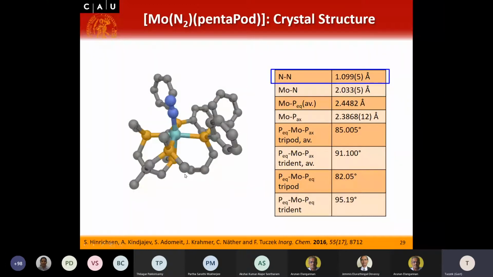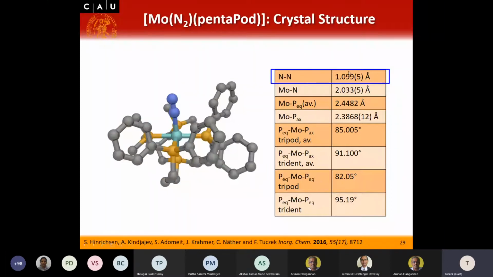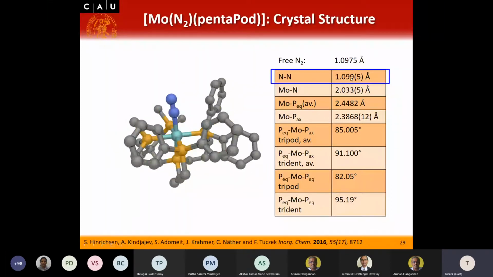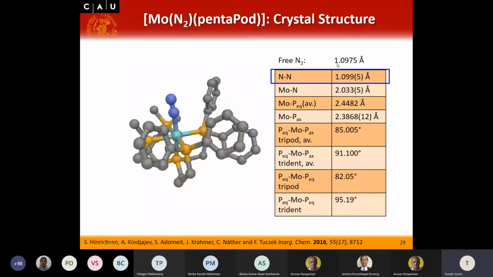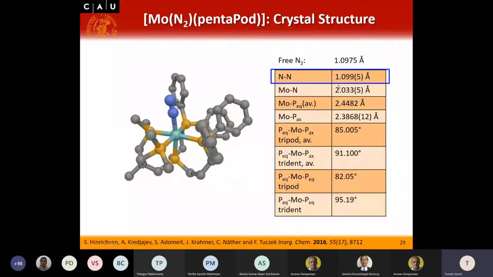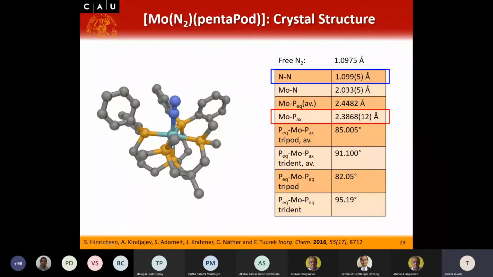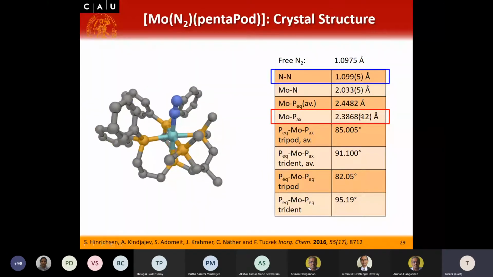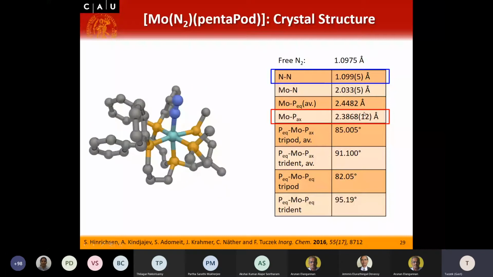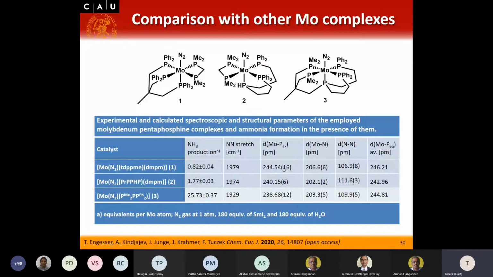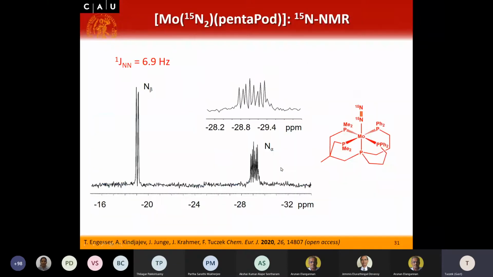But we also have structural features which makes this complex special. Here you see the NN distance, which is not much elongated relative to free N2. And here you see the axial bond length to this axial phosphine. And quite remarkably, this axial bond length is very short, and it's much shorter than in the other systems. So in 1 and 2, we have longer axial molybdenum phosphine distances. And in order to learn more about this molybdenum P bonding, we also studied the NMR spectra.